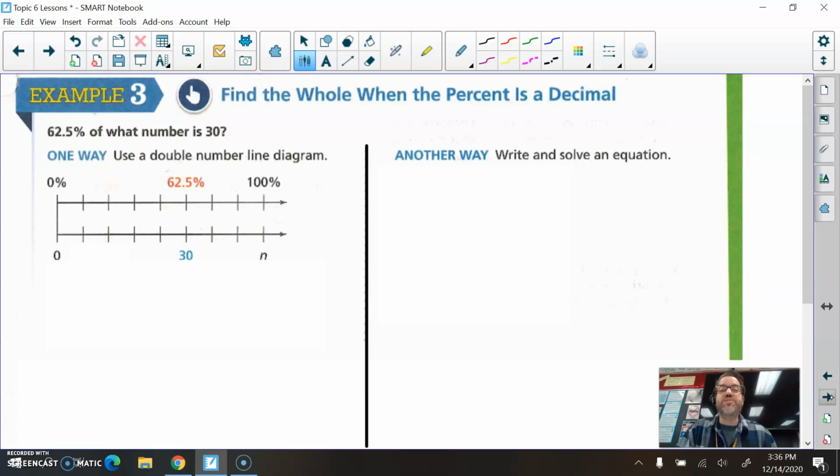Find the whole when the percent is a decimal. 62.5% of what number is 30? So we have some number that we're trying to find, some whole amount. 30 is a part of it, okay? 30 out of some number represents 62.5% of that number, and that number would be 100%. And so you can show it on this double number line diagram this way.